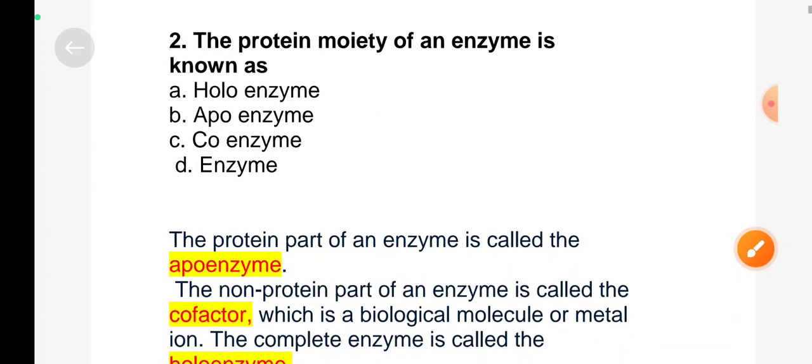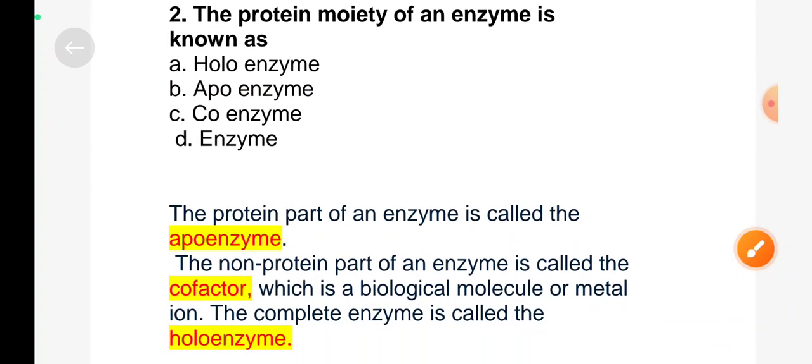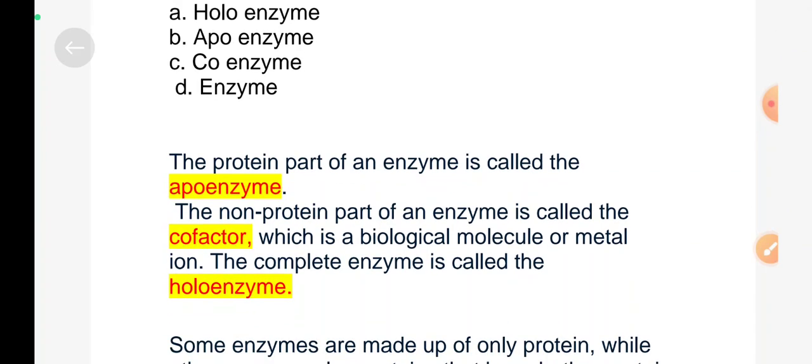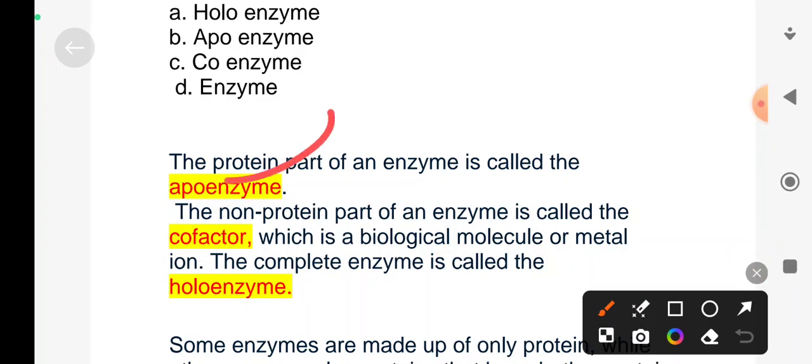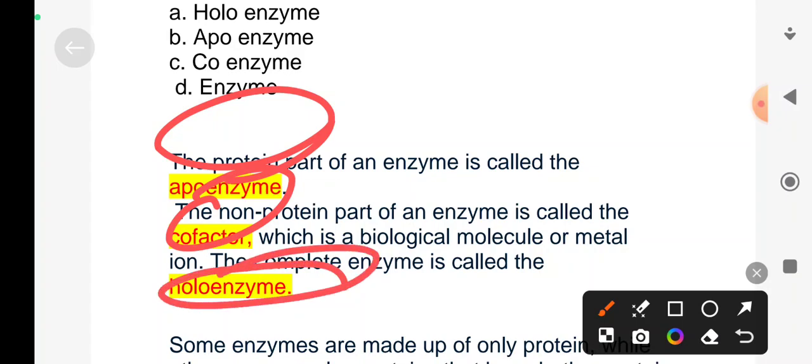The protein part of an enzyme is called the apoenzyme, and the non-protein part of the enzyme is called the cofactor, which is a biological molecule or metal ion. The complete enzyme is called the holoenzyme. Protein part is apoenzyme, non-protein part is cofactor, and the complete enzyme is the holoenzyme.